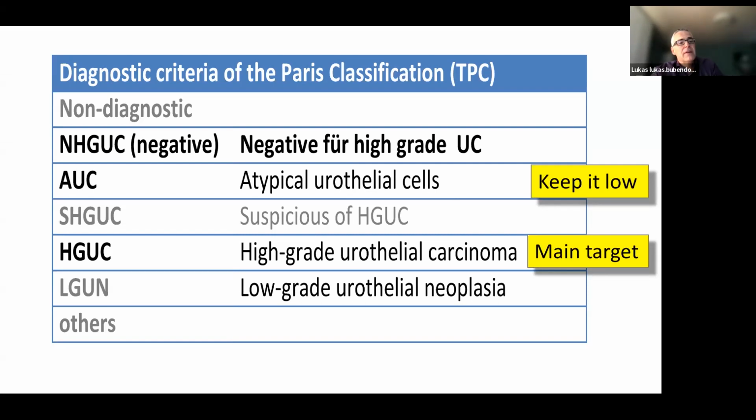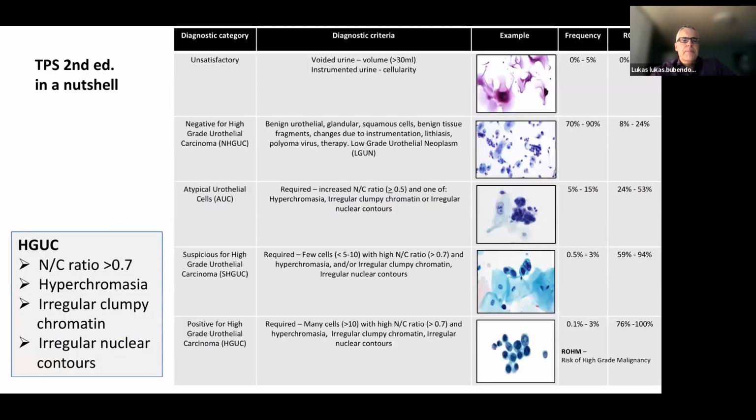Then there is the quite annoying category of atypical urothelial cell. We need to keep the percentage of AUC cases as low as possible. That's the other important point.